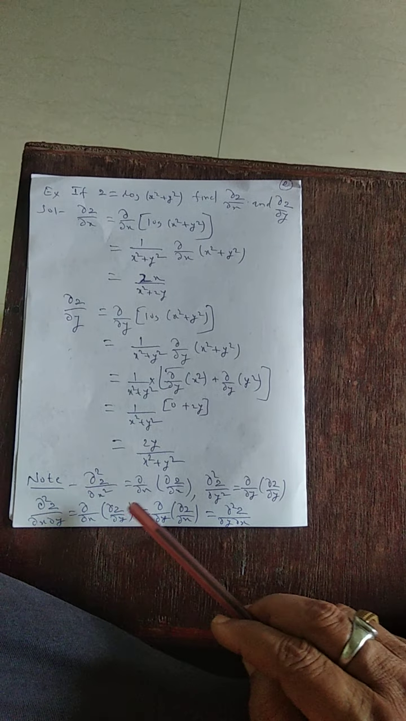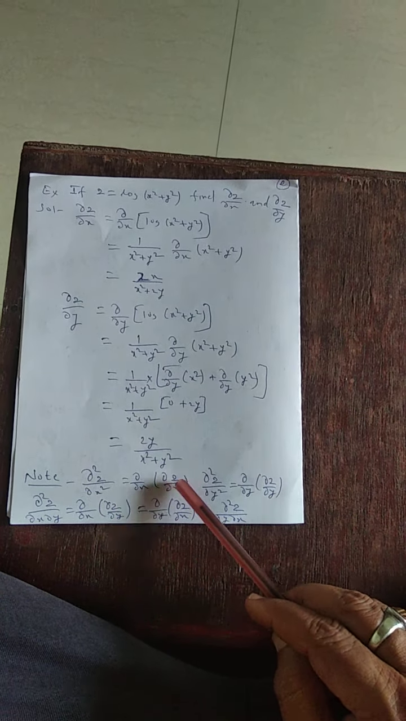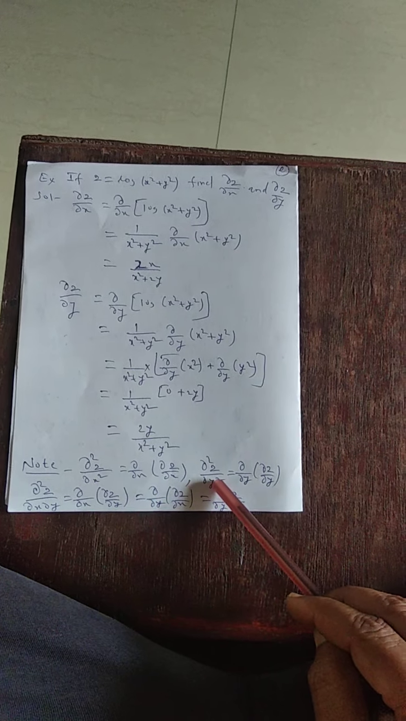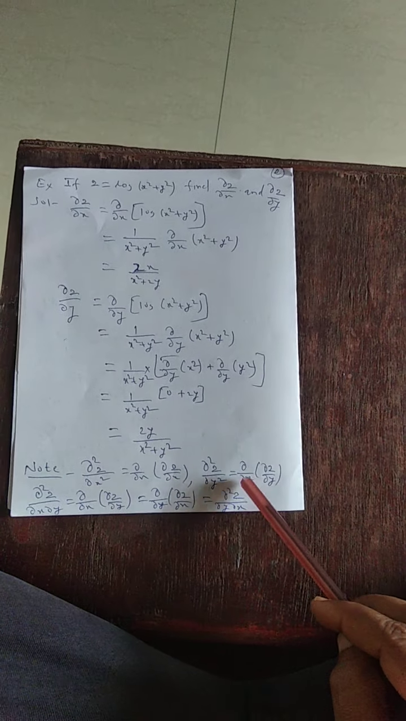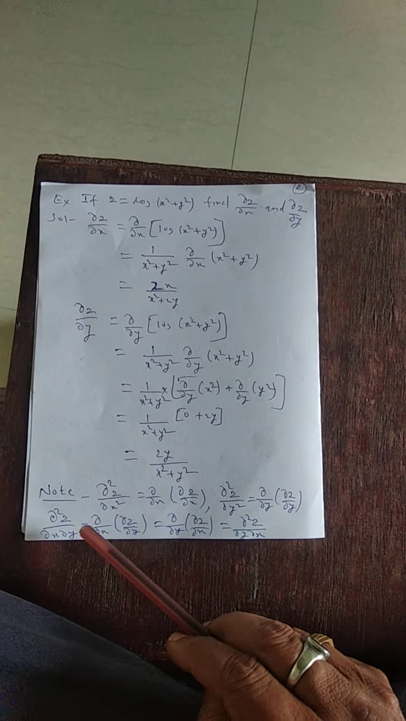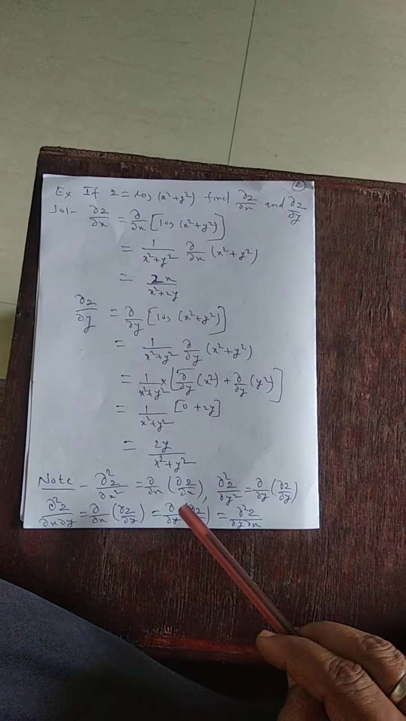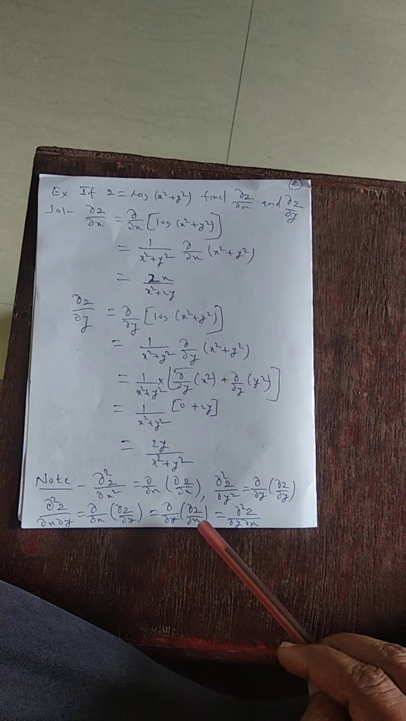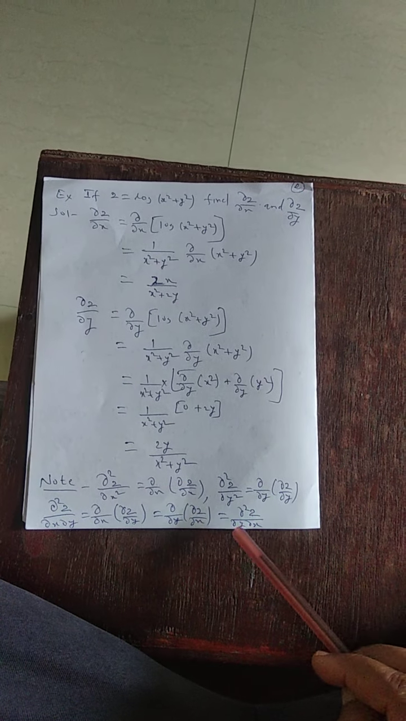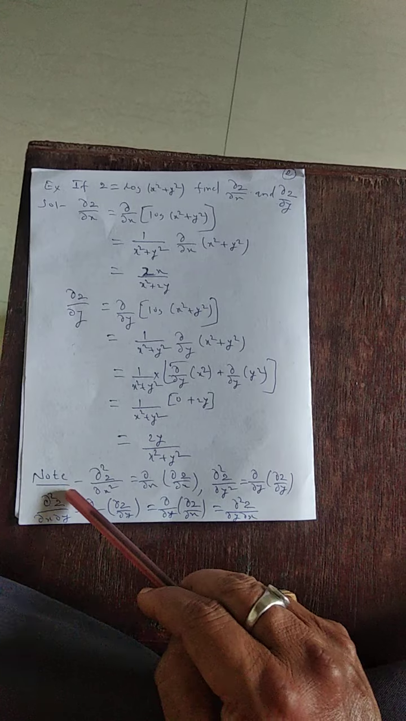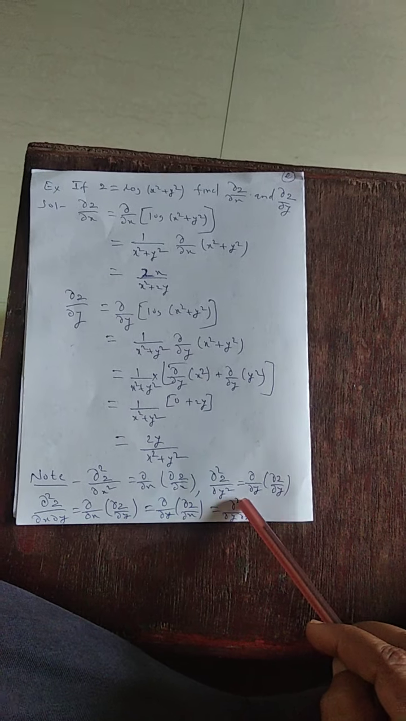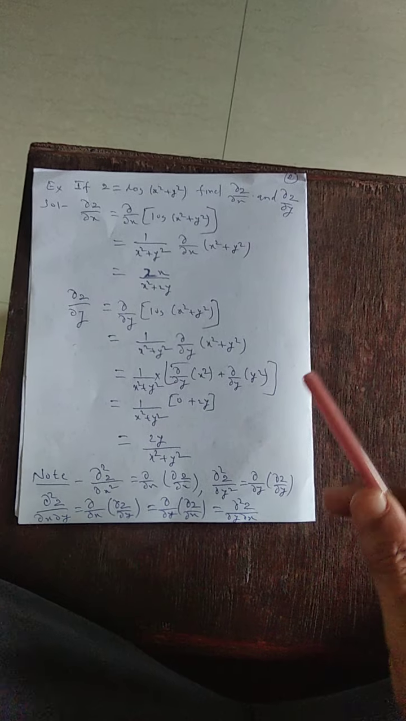So ∂²z/∂x² is ∂/∂x of ∂z/∂x. ∂²z/∂y² is ∂/∂y of ∂z/∂y. ∂²z/∂x∂y is ∂/∂x of ∂z/∂y, or ∂/∂y of ∂z/∂x, and it is ∂²z/∂y∂x. So ∂²z/∂x∂y is equal to ∂²z/∂y∂x.